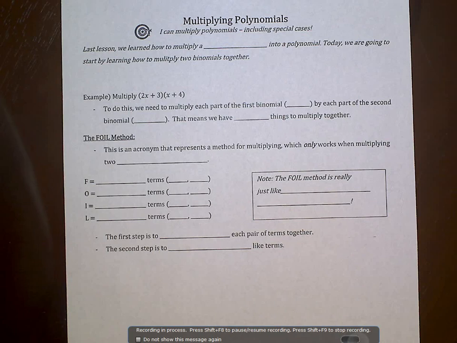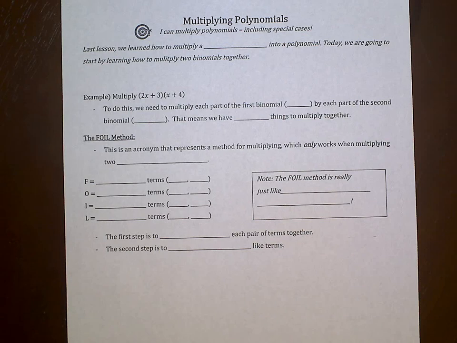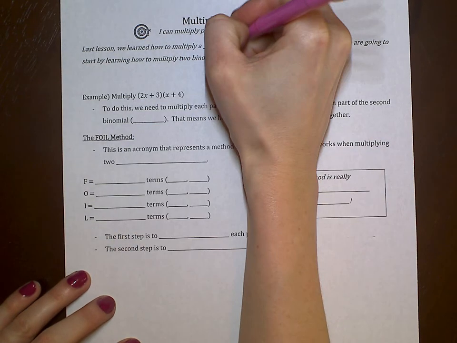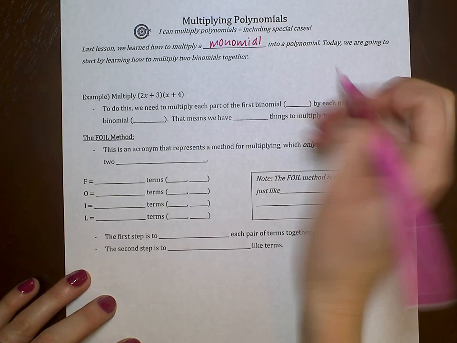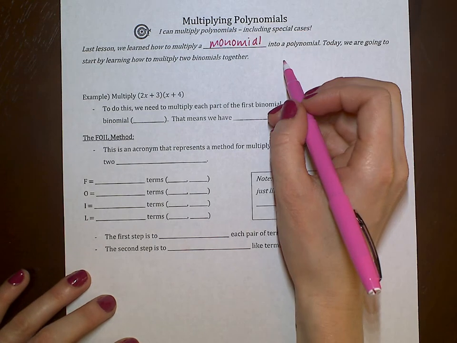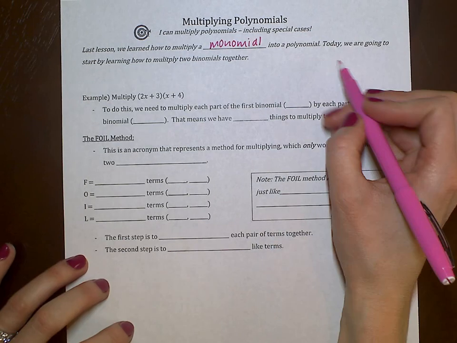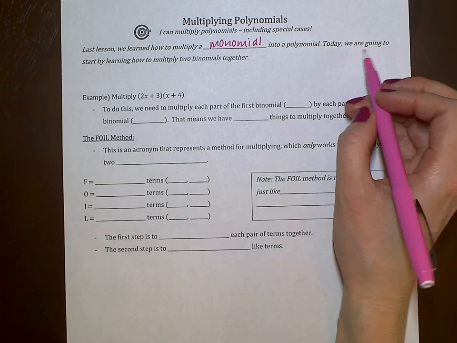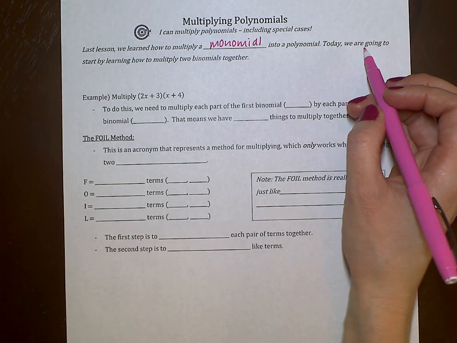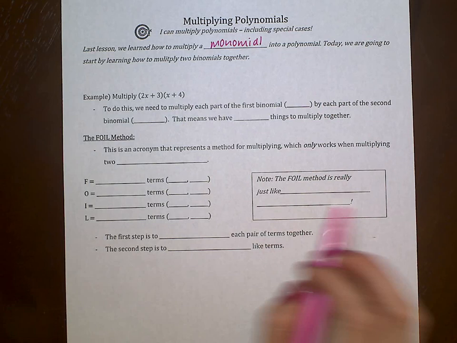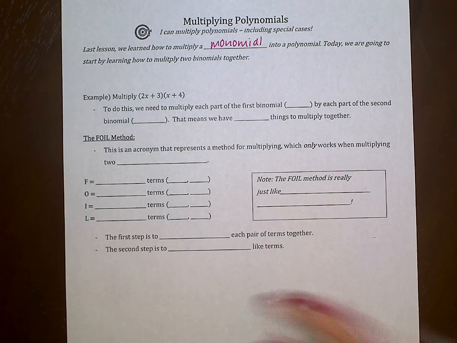Our lesson today is going to be about multiplying polynomials. Now, last lesson we learned how to multiply a monomial, which is just one term, into a polynomial. Or basically we were just distributing a term. So today we're going to use those same ideas, but we're going to be starting by learning how to multiply two binomials together. So the thought is exactly the same as last time when you're multiplying different terms. There's just going to be more to multiply this time.